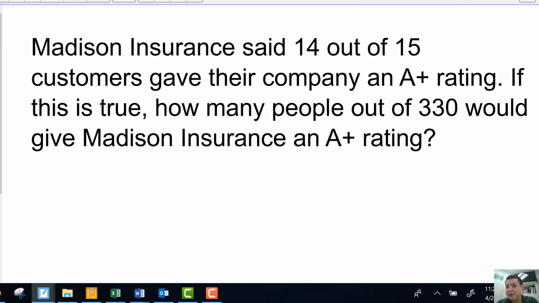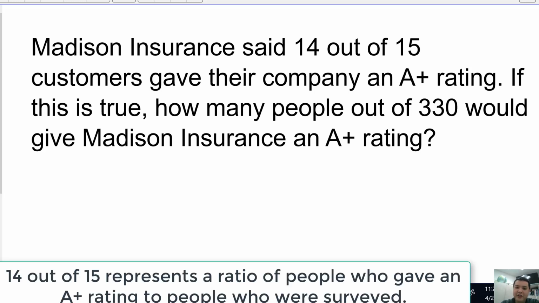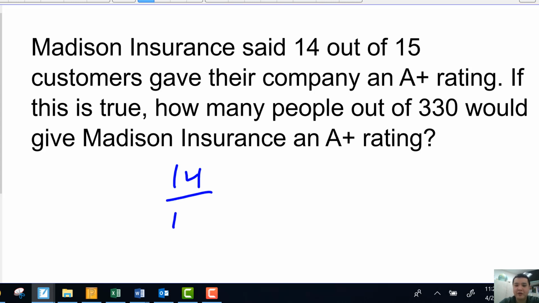Madison Insurance said that 14 out of 15 customers gave their company an A+ rating. If this is true, how many people out of 330 would give Madison Insurance an A+ rating? Okay. 14 out of 15, that is a ratio. 14 out of 15 people. Now, we don't have 15 people taking the survey. We said we have 330 people.